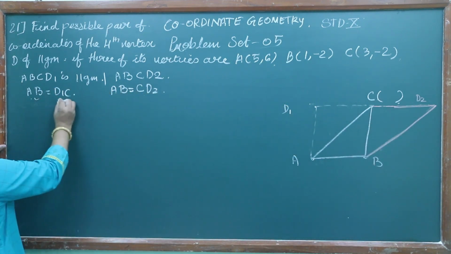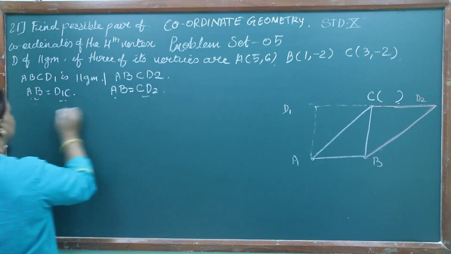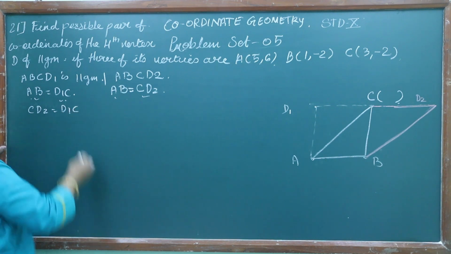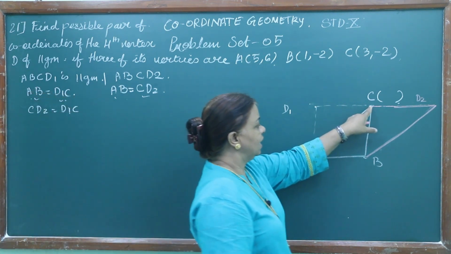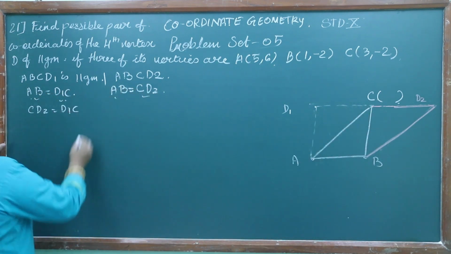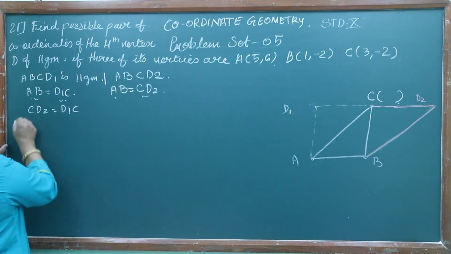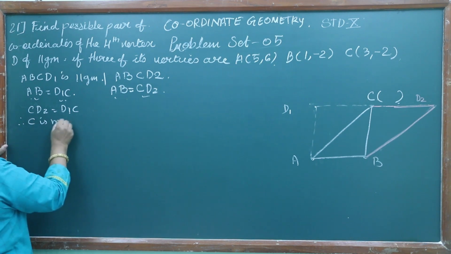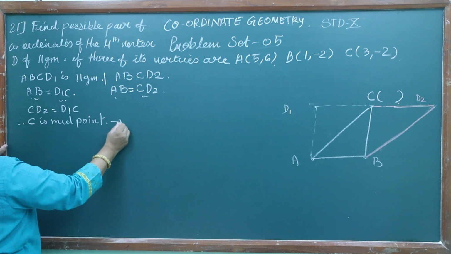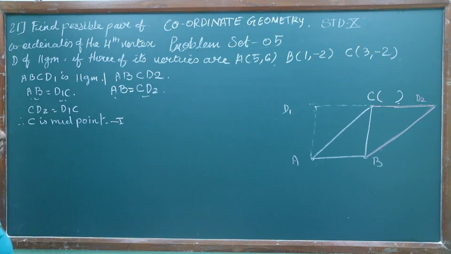So see, AB is equal to D1C, AB is equal to CD2. So we can say CD2 is equal to D1C. Therefore C is midpoint. Okay, the first thing: we proved C is a midpoint.